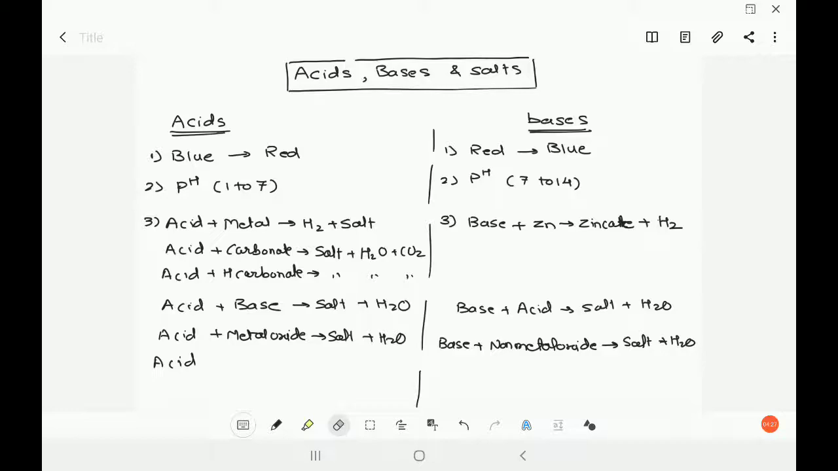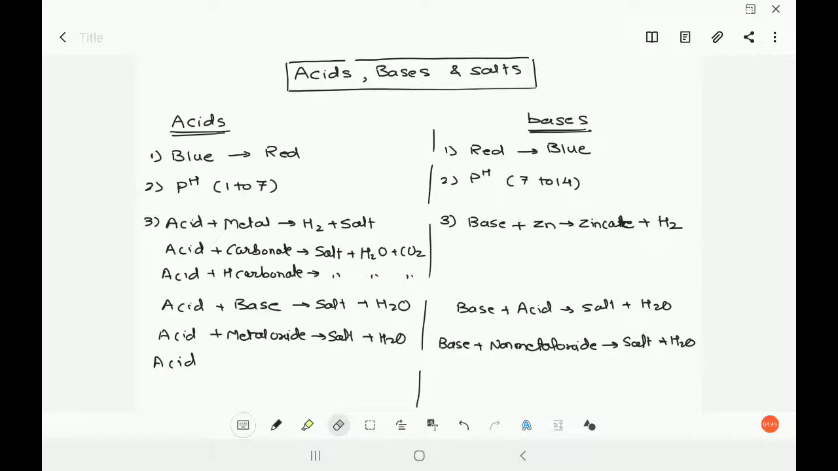Okay, so first of all, let us know how can we test acid and base. How do we test it? The first thing one should understand for acids and bases is called the litmus paper test. Litmus paper is found in two colors, one is red and the second is blue.